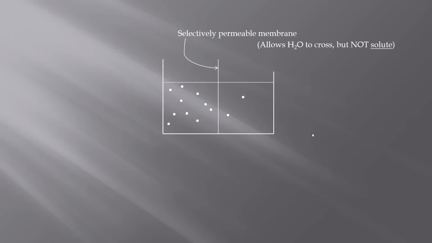This one will allow water to cross, but not solute. Okay? That's the exact opposite of what we saw in the diffusion video. When you look at these solutes, you have to ask yourself, okay, if there's an equal number of water molecules on both sides, how is there a gradient down which water will move?